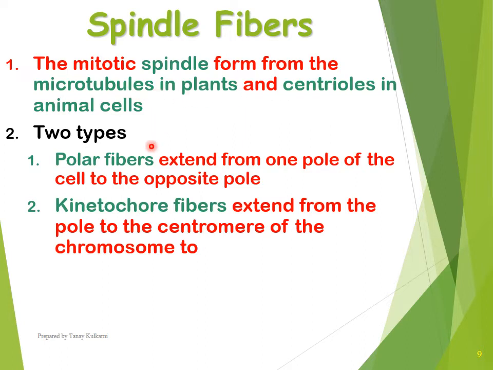There are two types of spindle fibers. Number one is polar fiber. Second is kinetochore fibers. Polar fibers will extend from one pole of the cell to the opposite pole. To simplify this, polar fibers are extended from one centriole to another centriole, because we just discussed that centrioles will take pole position. While kinetochore fibers will extend from a pole, that is centriole, to the centromere of chromosome.